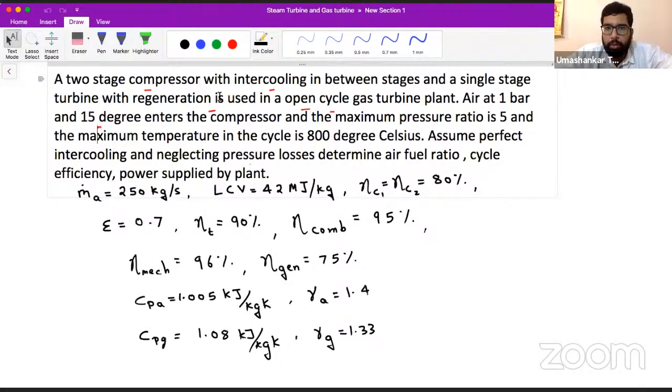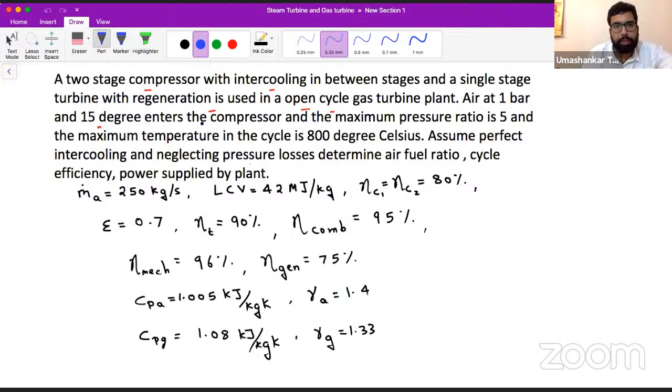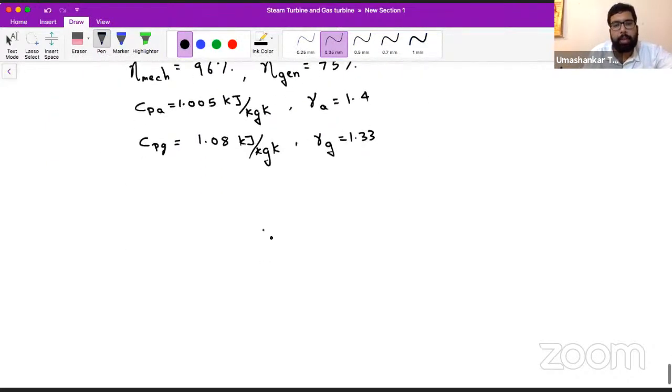What is given, what is to be found, how to be found. So first let us prepare the TS diagram. What is there? Regeneration is there, intercooling is there. Now see, isentropic efficiency is also there. Isentropic efficiency of turbine is there. Isentropic efficiency of both the compressors is given. So considering that, let us make the TS diagram.